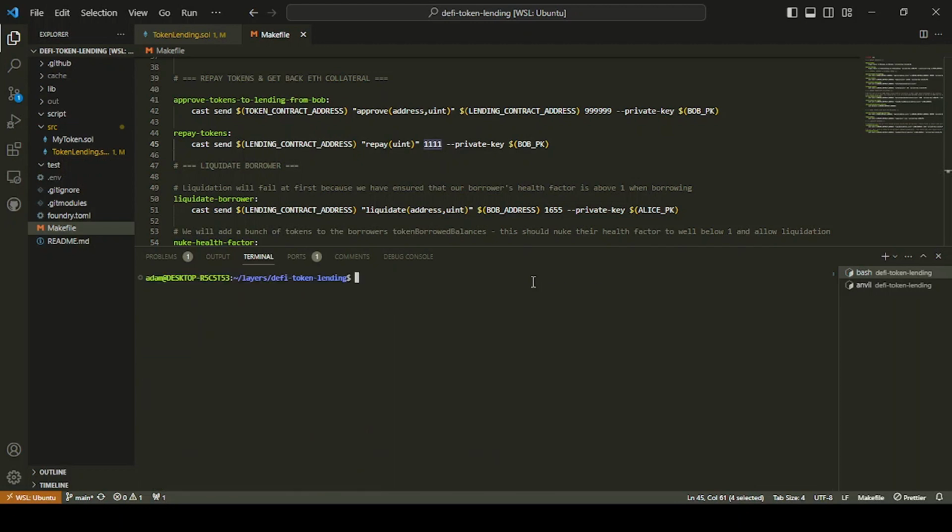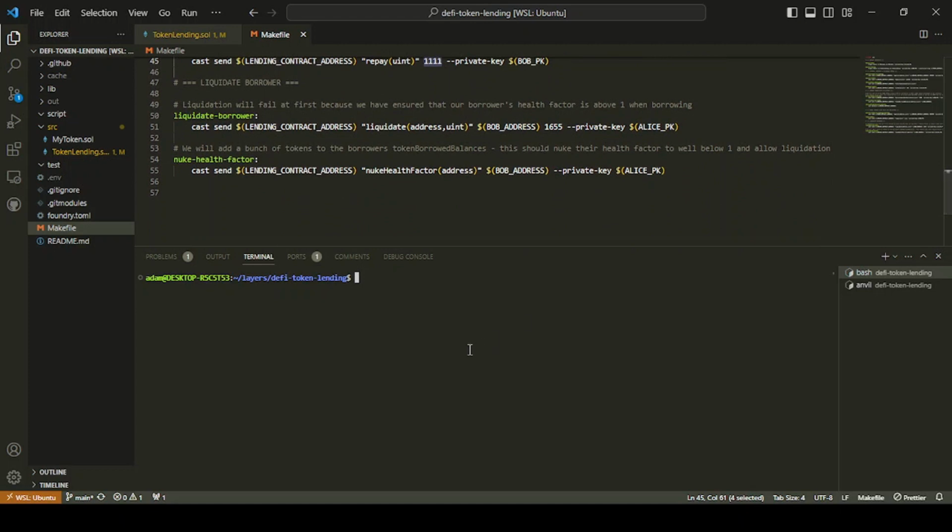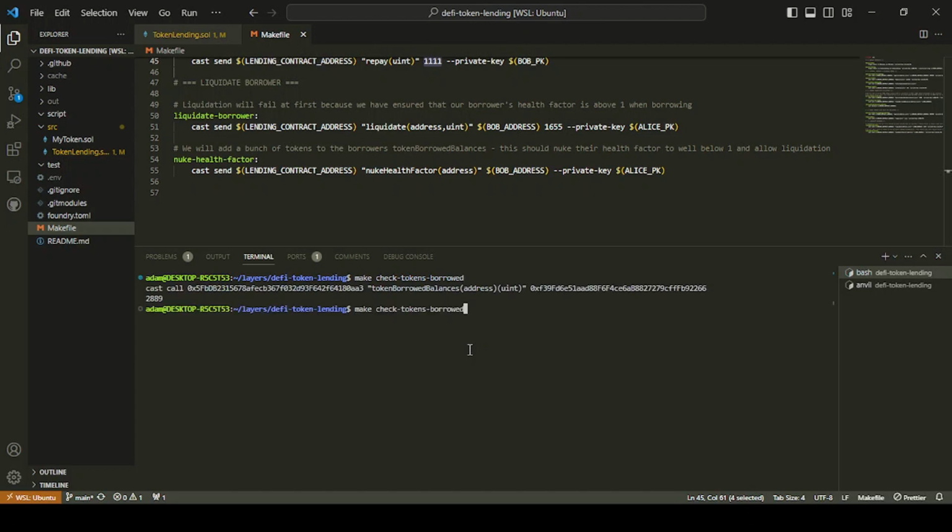So if we just check, let me see. Go back here. We should find check token borrowed. So this should be 4,000 minus 1111, whatever that is. Yeah, 2889 grand. Okay. So we're moving on to the fun part now, the liquidate borrower. So Bob now has a token balance of 2889, and then he's recovered some ETH, I think, as well.